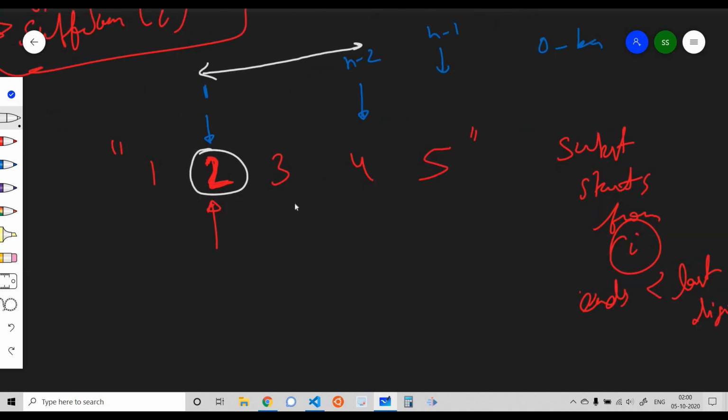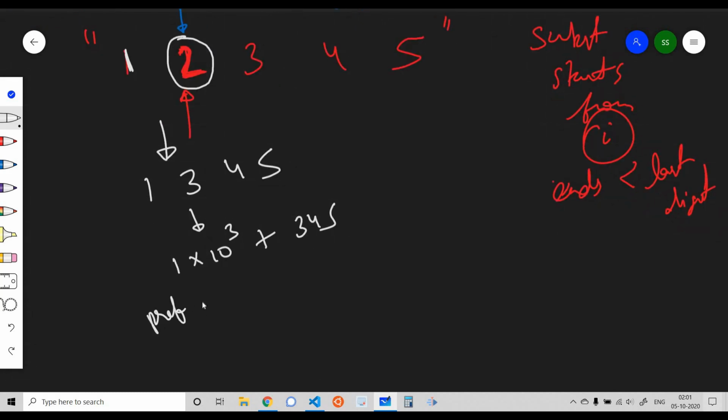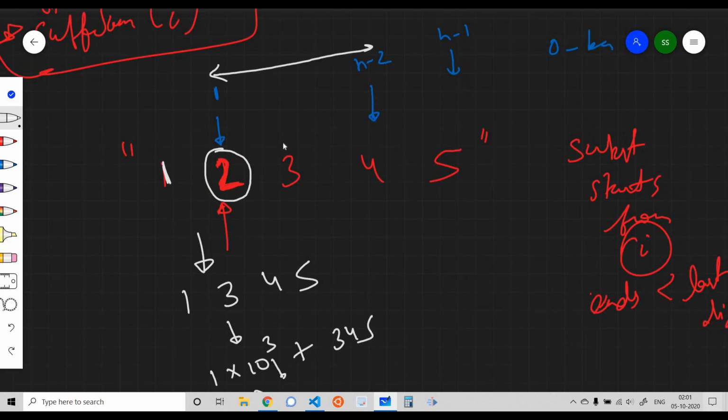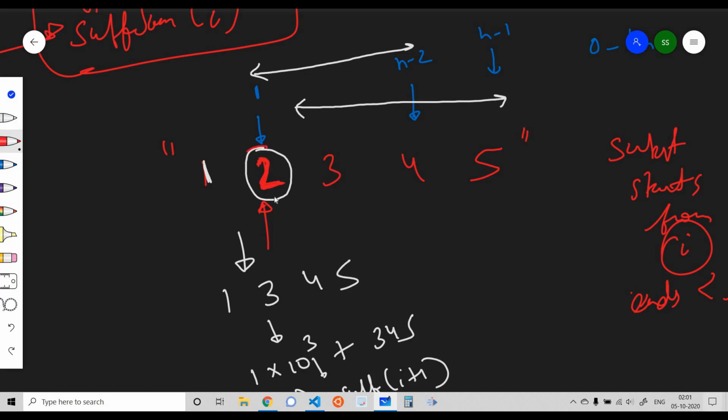So let's say I'm considering this first substring, which contains only 1. Now when I delete 2, the resulting string would be 1 3 4 5. The way we can find this is 1 into 10 to the power 3 plus 3 4 5. This 1 can be found by pref of I minus 1, and this is 10 to the power 3, which is basically the number of elements after this particular index. Like these, there are 3 elements. This is 10 to the power 3, and 3 4 5 can be found by suffix of I plus 1. Okay, now let's consider the substring 2 3.